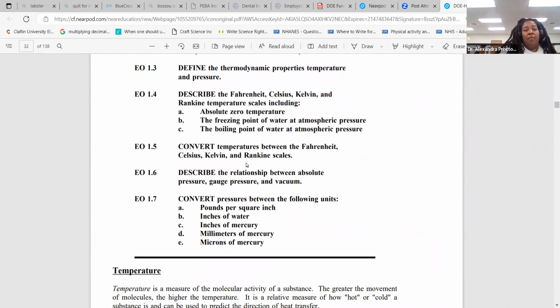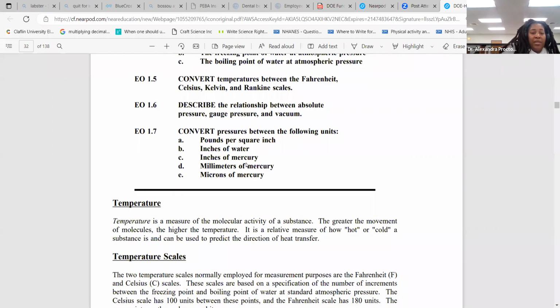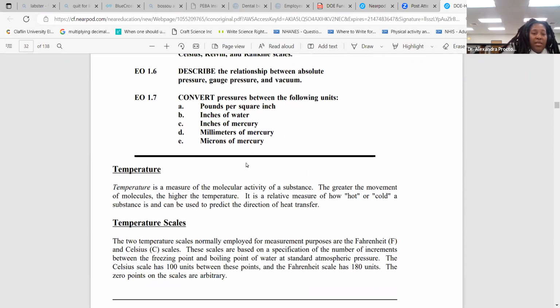So we're going to describe Fahrenheit, Celsius, Kelvin, and the Rankine temperature scales, including what absolute zero is, the freezing point of water, atmospheric pressure, the boiling point of water, and atmospheric pressure. We're going to convert between those different scales, Celsius, Kelvin, and Rankine scales. Describe the relationship between absolute pressure, gauge pressure, and vacuum. And then convert pressures between the following units: pound per square inch, inches of water, inches of mercury, millimeters of mercury, and microns.